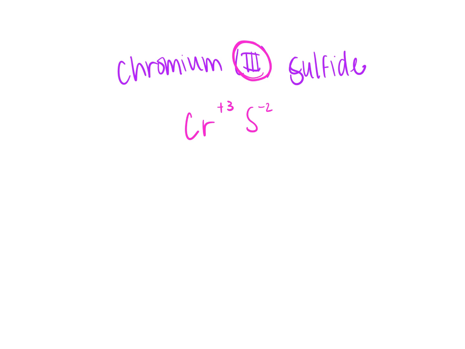So do you guys prefer the crisscross method, or do you prefer to work it out with the charges? Do you have a preference? Okay, so let's just do crisscross. Okay, and that means it would be Cr2S3. Agreed? Yeah. Cr2S3.